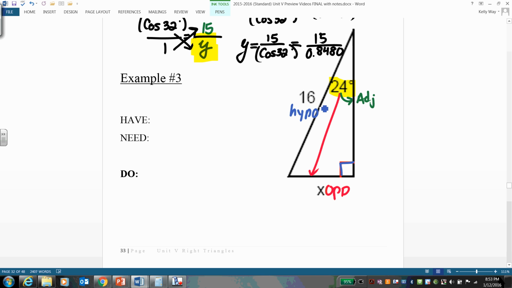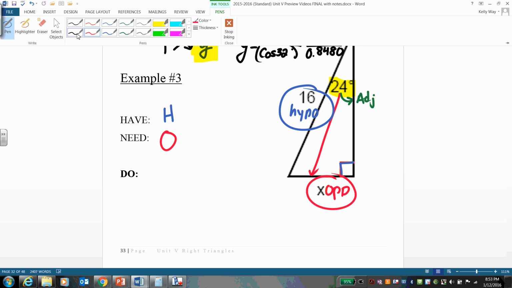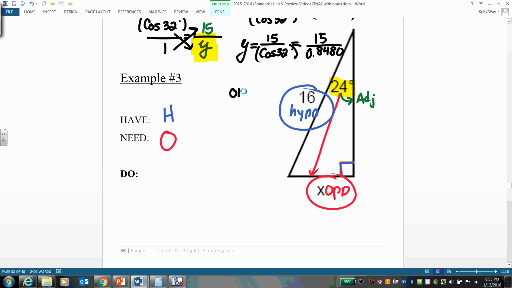Ready? Have, need, do. We have the hypo. I need, in this case, if I'm solving for x, I need the opposite. I have an OH combo.